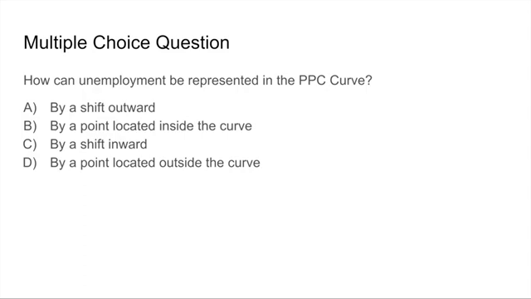Okay, the correct answer is D. This is because unemployment does not fall under any of the three categories needed to shift the curve. This means that it must be a point within the curve because it still does decrease efficiency, but it cannot be a shifter of the curve.